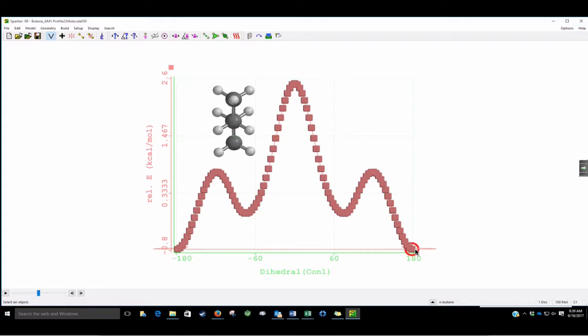Anytime you're doing conformational analysis, you need to identify the bond you want to look at. I have to tell you that. I'd have to tell you, look down the carbon-2, carbon-3 bond of butane.